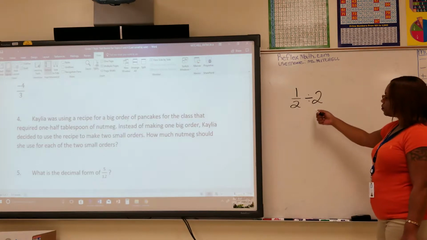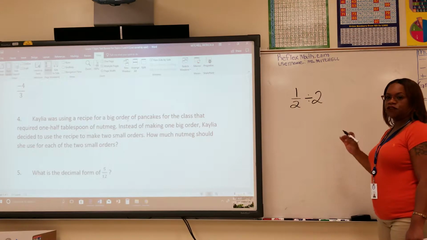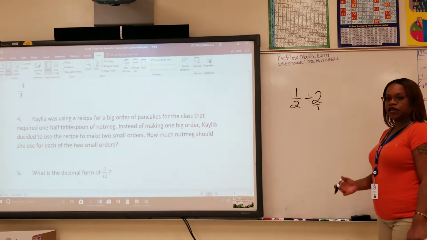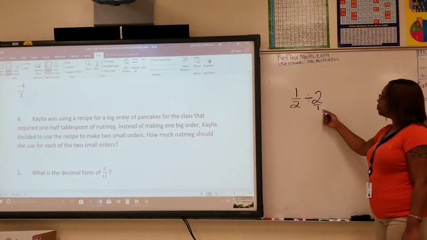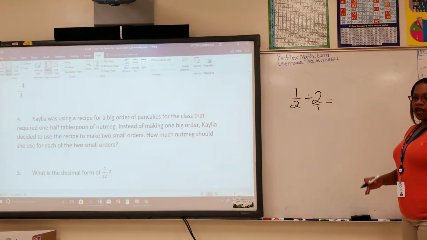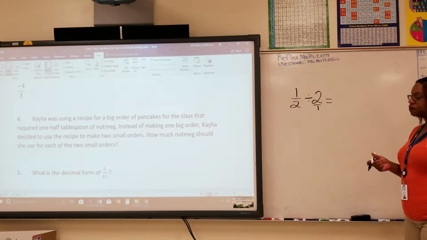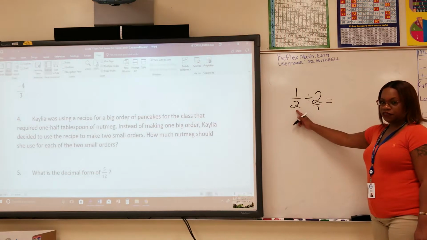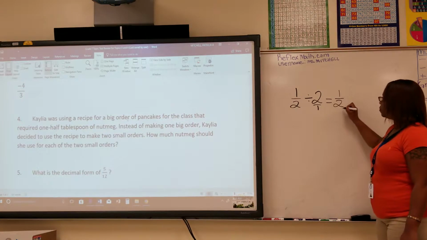And remember that when we divide by 2, 2 is a whole number. We have to make this whole number a fraction. And we do that by adding a 1 in the denominator. So now we have 1/2 divided by 2 over 1. Remember, when we are dividing fractions, now we have to take the reciprocal, okay? We keep this first fraction the same. I repeat, keep this first fraction the same, okay? 1 over 2.